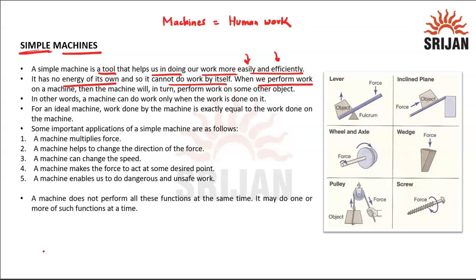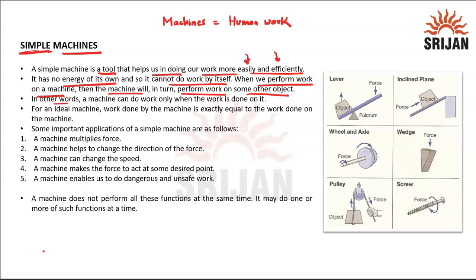So when we perform work on a machine, then the machine will in turn perform work on some other project or other object also. It could be a project, depends on what you want to do, and it could be on the object also. Let's say if you want to move an object. So it's a very simple idea. You want to do something, there is a machine there, you will utilize that machine and your work is done. So that is how you can simply define it.